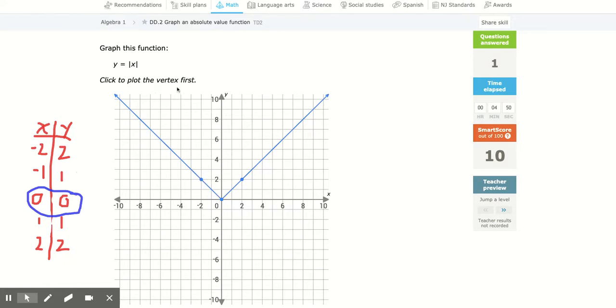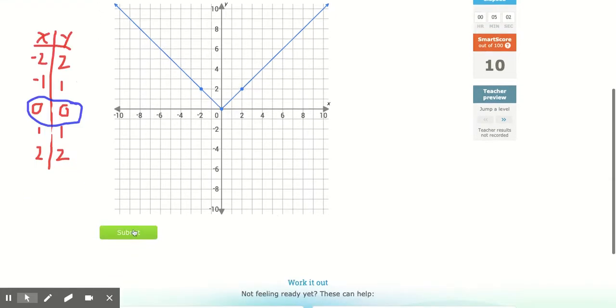So reminder, we do the vertex first for this, which is the point where it changes from a negative slope to a positive slope. So hope that helps. We got that one now as well.